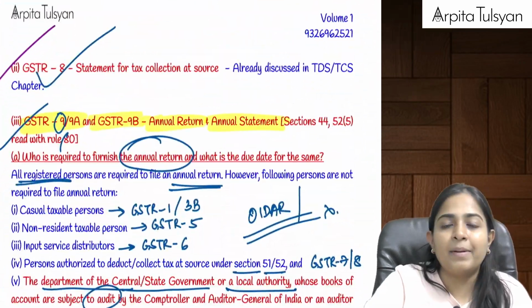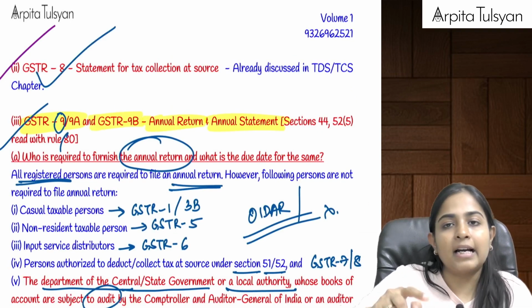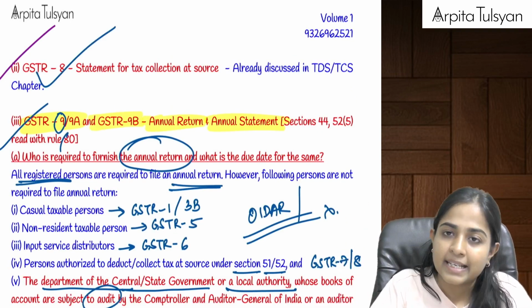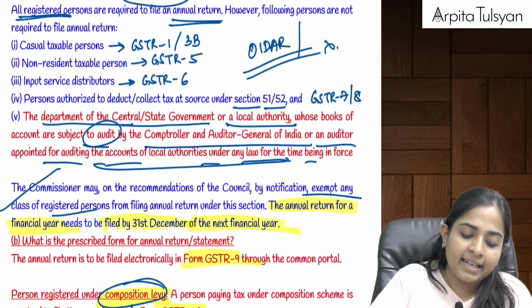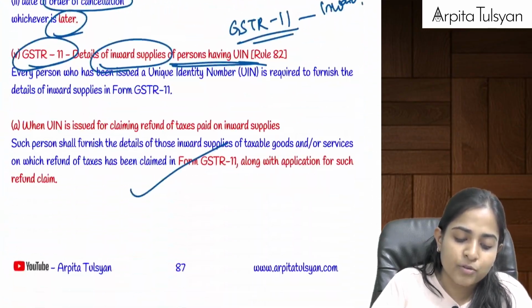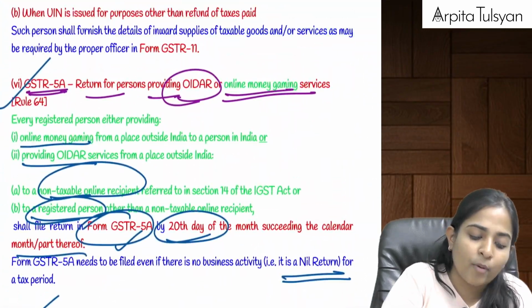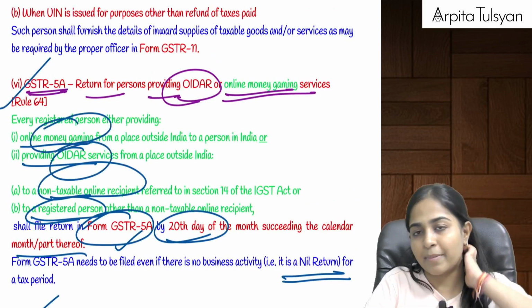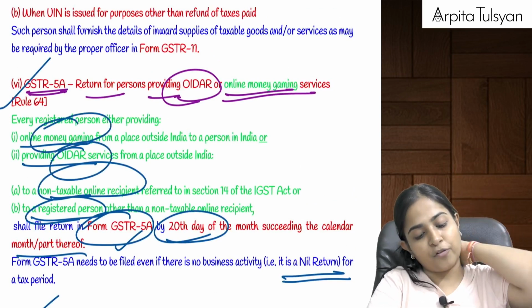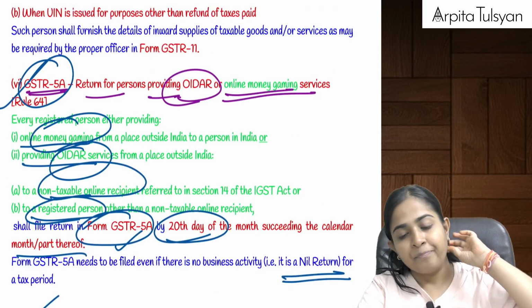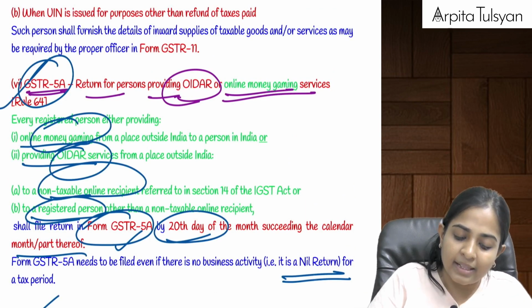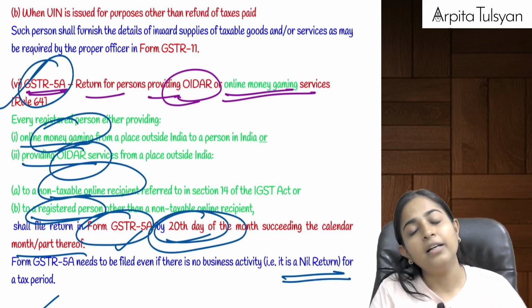GSTR 8 will be applicable for TCS. Again, the 10th of the next month is going to be the due date. The next return is going to be filed by the persons who are providing OIDR services or online money gaming services. They are going to file the GSTR 5A, and again this will be filed on a monthly basis by the 20th of the next month.